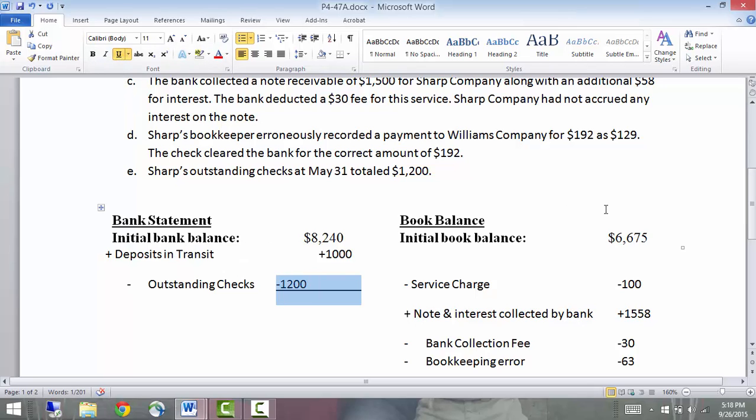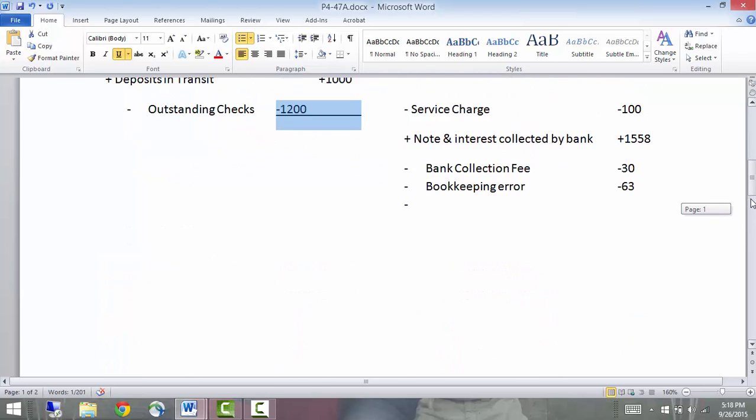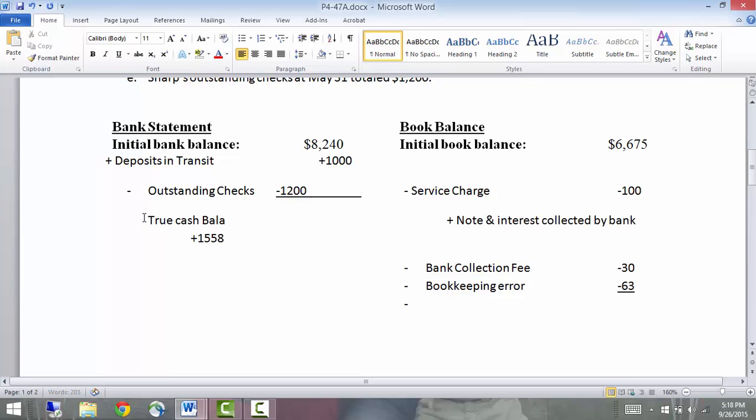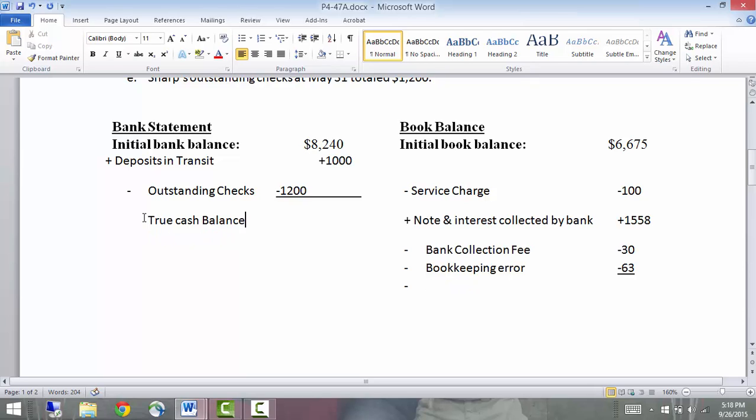So now we're ready. That was our last adjustment. So now we're ready to subtotal these amounts. Okay. So just add and subtract. This is going to be called our true cash balance. And let's see. Take $8,240, add $1,000 deposits in transit, and then subtract $1,200 outstanding checks, and you're going to get a true cash balance of $8,040.